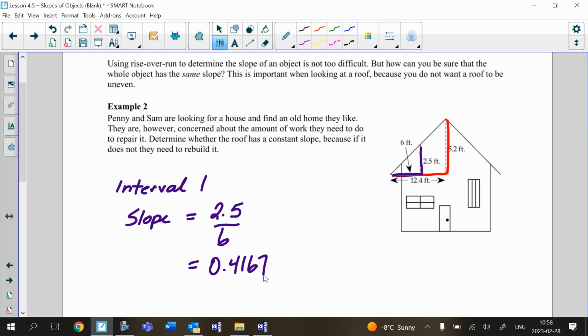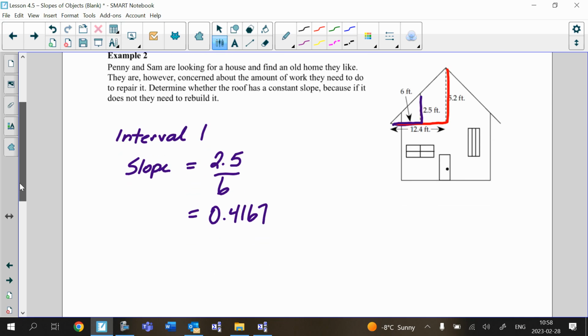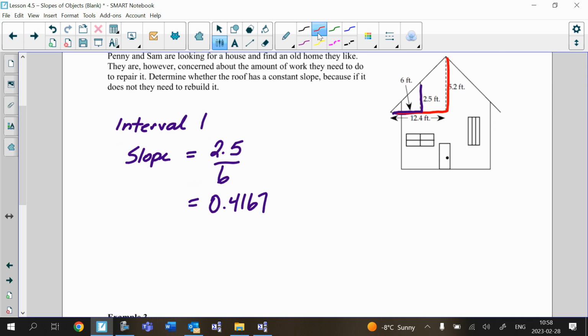Now we want to measure the slope of interval 2 and see if it's close. The slope of this one would be a rise of 5.2, divided by a run of this entire thing here, 12.4. Which gives us about 0.4194.